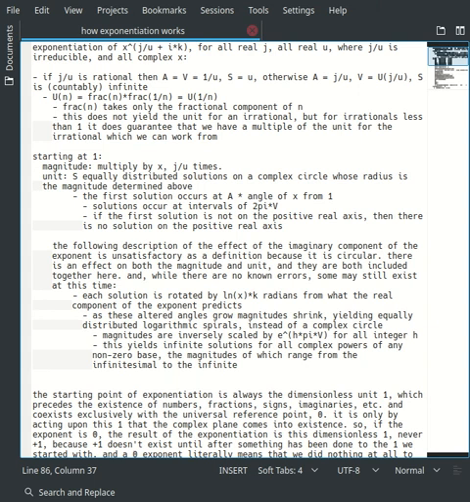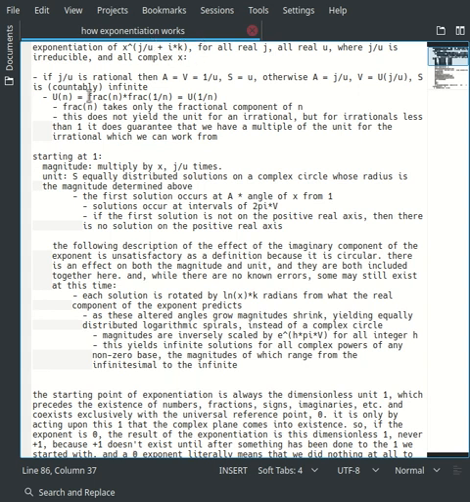anyone ever told you. Alright, exponentiation of x to the j on u plus i times k. So i is the imaginary component, and this is for all real j, all real u, where j on u is irreducible, so it is a reduced fraction, and all complex x. Right. So it turns out that we don't actually have to care about decomposing x, or the base. We do have to care about decomposing the exponent.